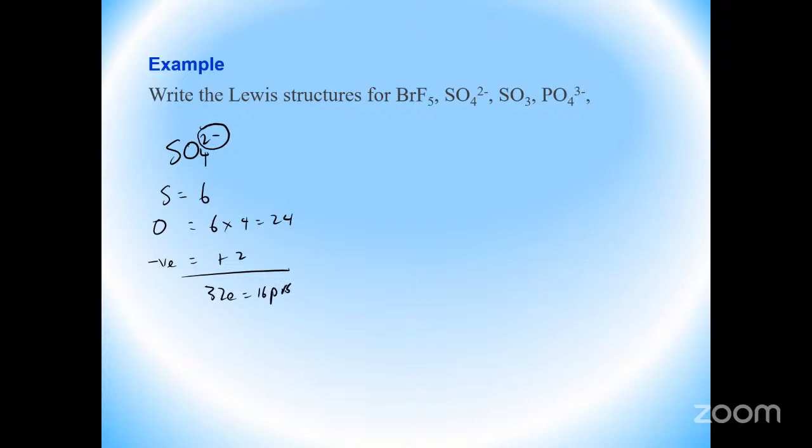All right. So what's the next step? Put your sulfur in the middle and that's surrounded with oxygen, right? Oxygen around it. Okay, next step. Bonding pairs. So remember now, 16 pairs we have to play with. 1, 2, 3, 4. Then 5, 6, 7, 8, 9, 10, 11, 12, 13, 14, 15, and 16. So what's the next step?